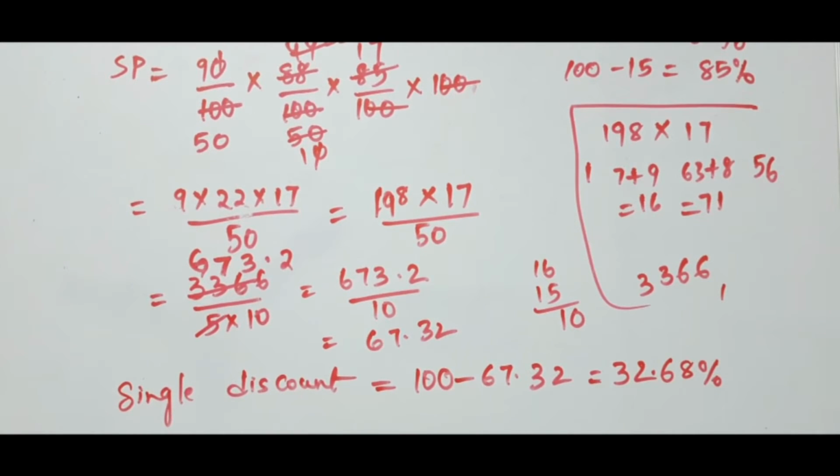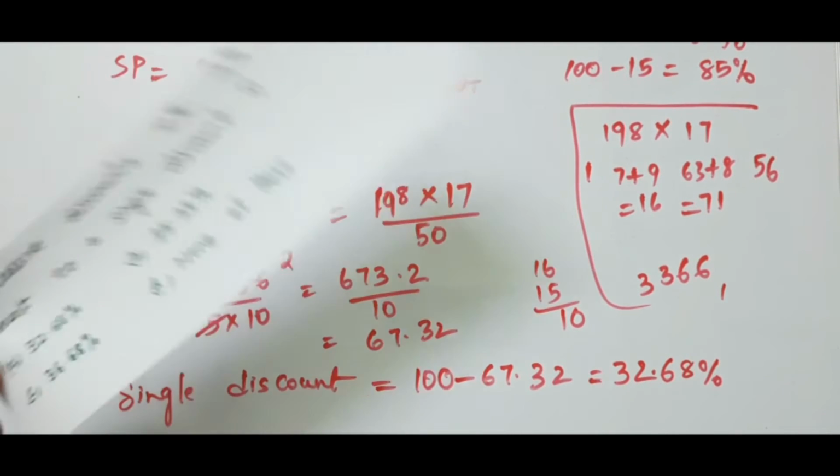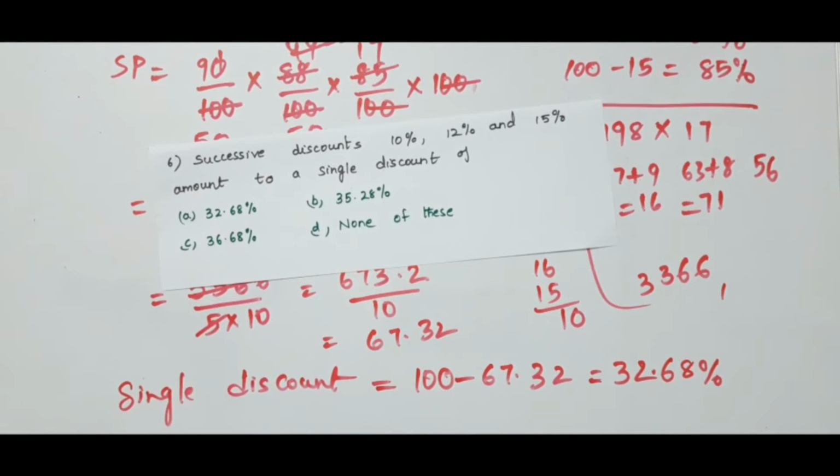It is discount, right? So it should be in percentage. Let us go to the options and check where it is. It is option A. So if they give successive discounts, if they give 2 discounts also, and if they ask for single discount, first you have to find the selling price. Take the market price as 100. Find the selling price. Subtract the discount from the 100 and divide it by 100. As it is a percentage, you have to divide it by 100.